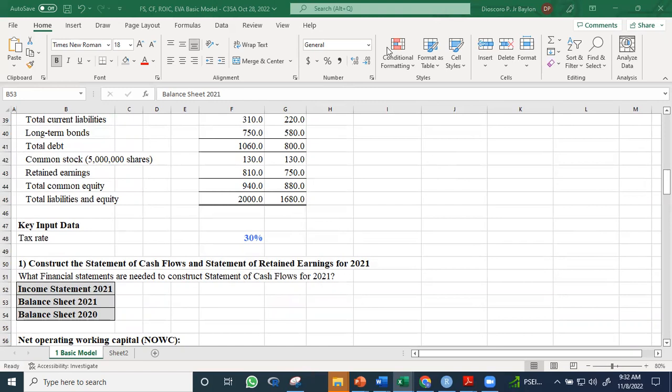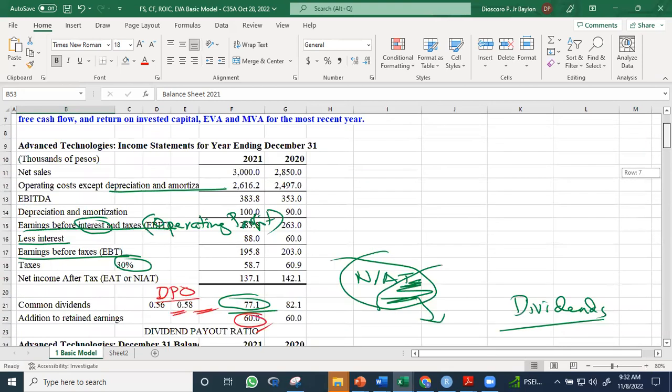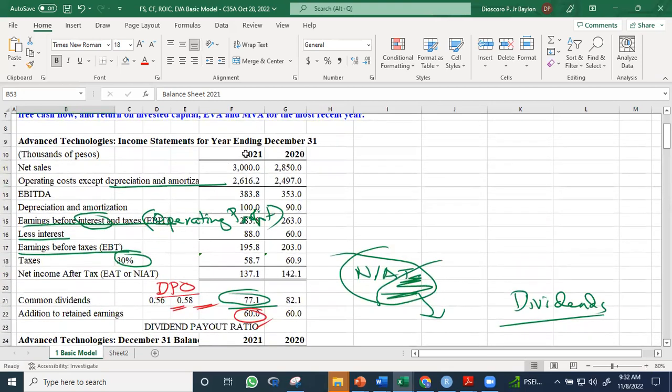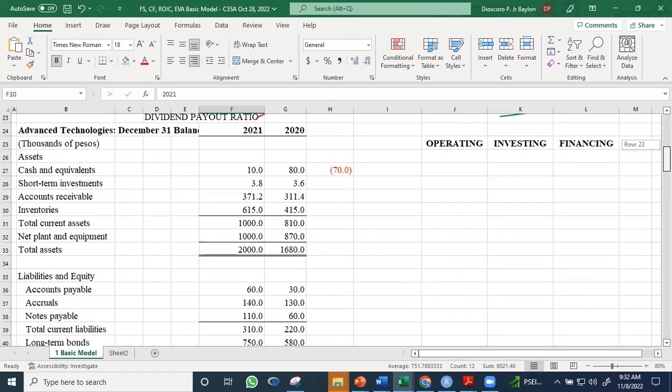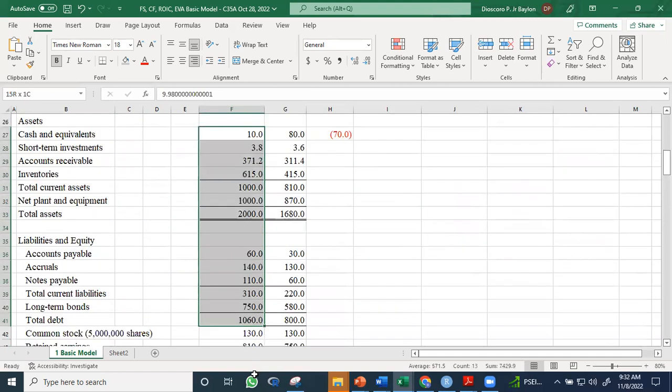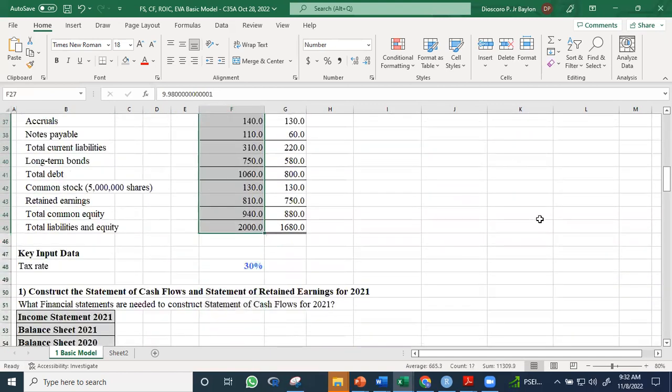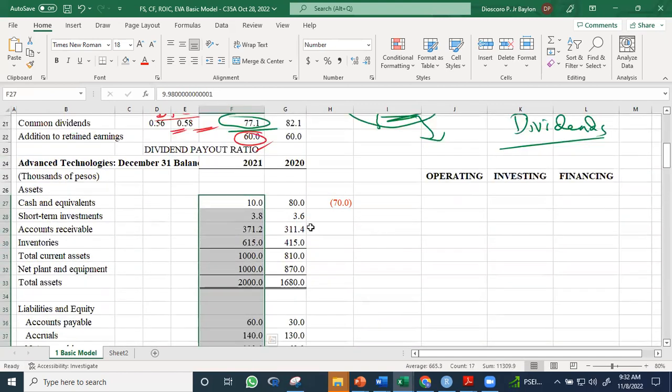Okay, yeah, thank you. Yes, so that's correct. We have the complete financial statements required for us to construct the statement of cash flows. We have the income statement for 2021. Okay. We have the balance sheet for 2021. And we have the balance sheet for 2020 here. Okay, so that's why we will be able to construct the statement of cash flows.